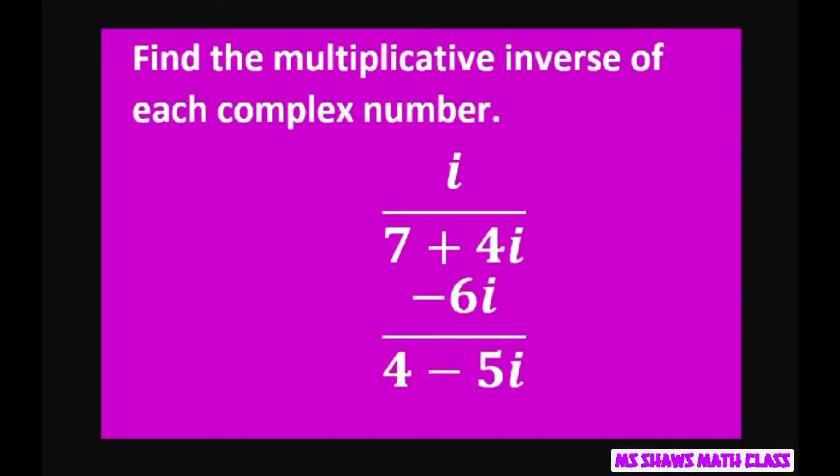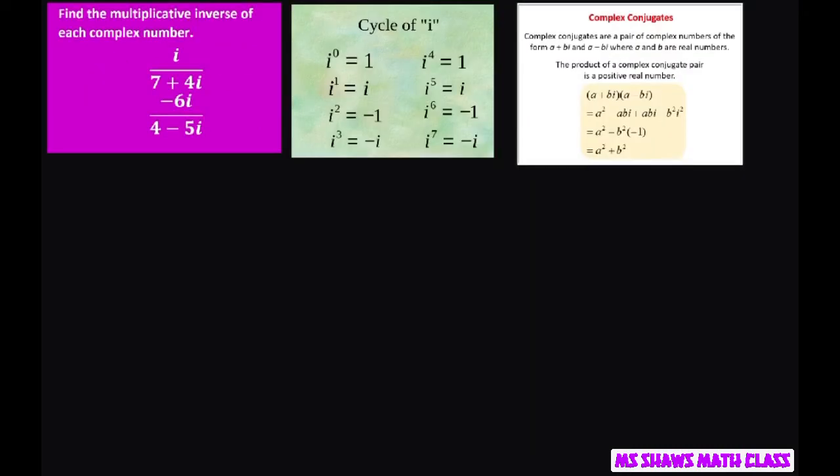Hi everyone, we're going to find the multiplicative inverse of each complex number. And these are our two examples, 1 and 2. So we'll get started. The multiplicative inverse of z is z inverse.